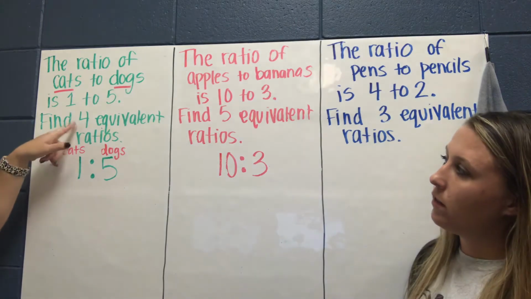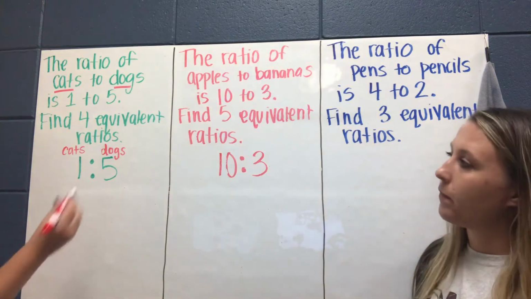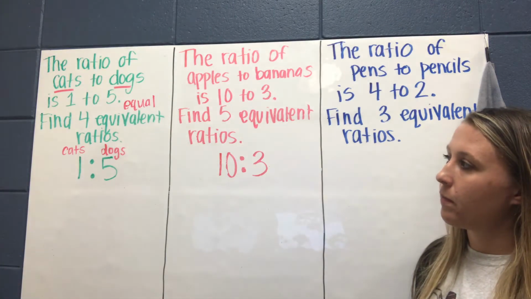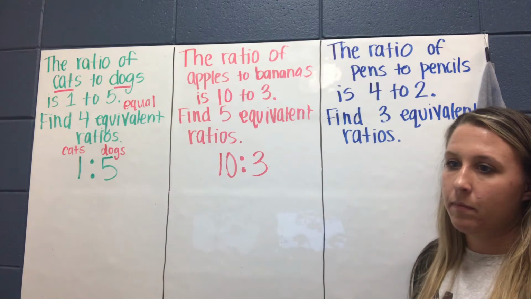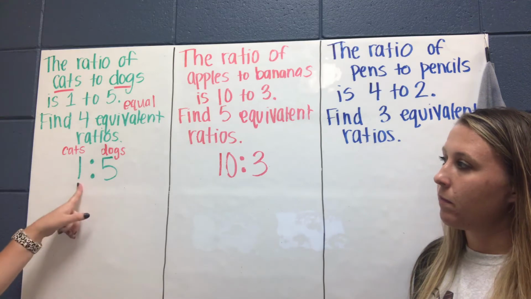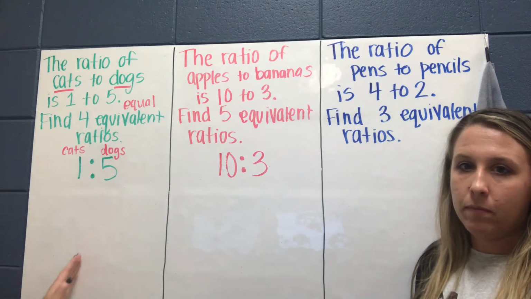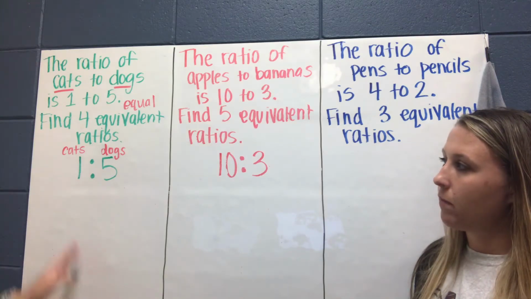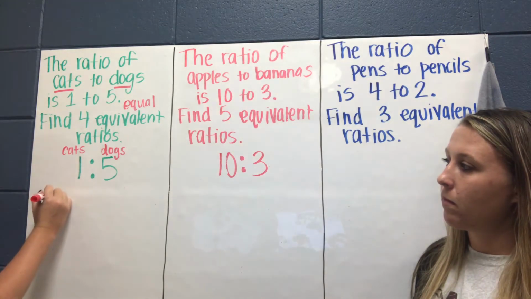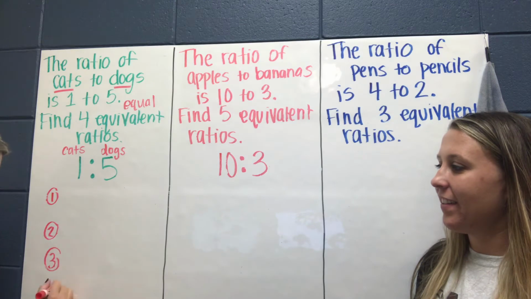It says find 4 equivalent ratios. And we already said that the word equivalent means equal. So we need to find 4 equal ratios. Okay? So this is where skip counting comes in. We have 2 numbers right here, 1 and 5. Right now we're going to look at just the 1, just the cats. It's saying we need 4 equivalent ratios. So we have 1, so we need 4. 1, 2, 3, 4.